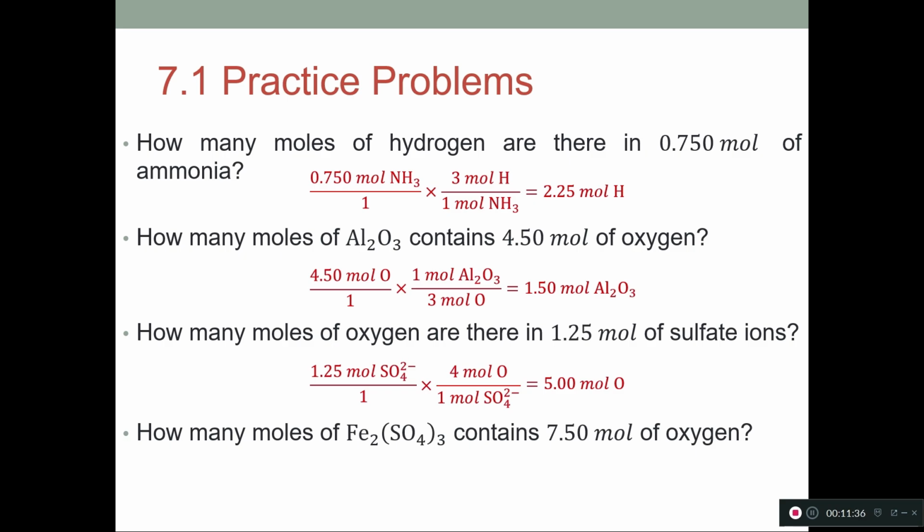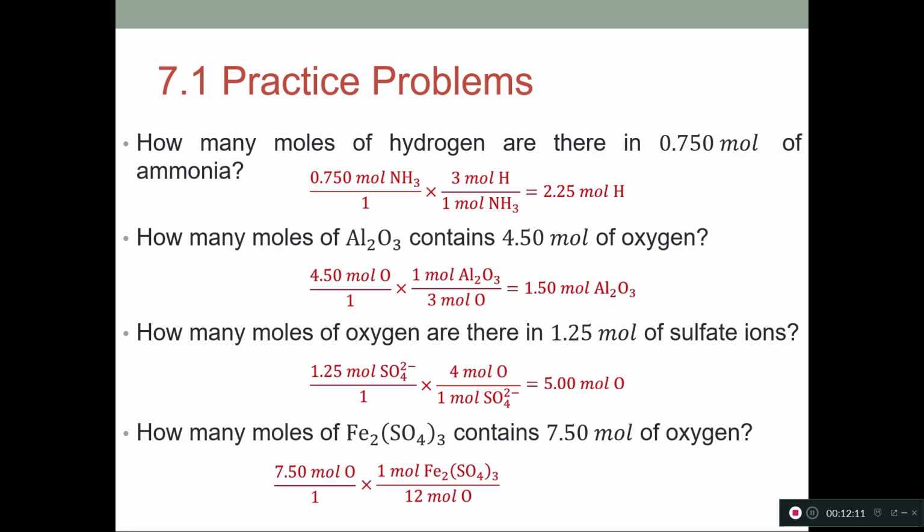The next one, how many moles of the iron 3 sulfate contains 7.50 moles of oxygen? So again, we're saying how much oxygen we have, and if we had this much oxygen, then how much of the iron 3 sulfate must we have? So we want to start with our 7.50 moles of oxygen. We use this conversion factor here. So this 3 on the outside of the parentheses has to multiply the 4 inside the parentheses. And so that's why we end up with 12 moles of oxygen here.